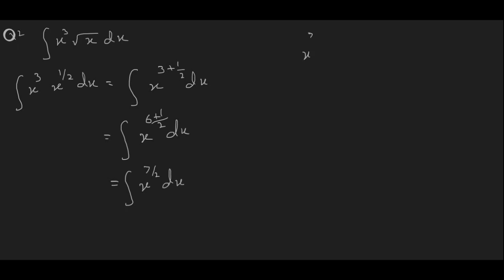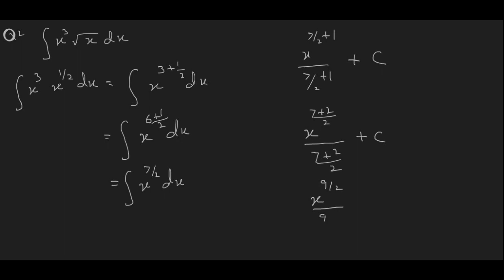So x raised to power 7 by 2 plus 1 over 7 by 2 plus 1, integration here completes, and we put the sign plus c. We have taken the LCM of the power, similarly with the denominator, so this is x raised to power 9 by 2 over 9 by 2 plus c, or further simplification gives us 2 by 9 x raised to power 9 by 2 plus c.